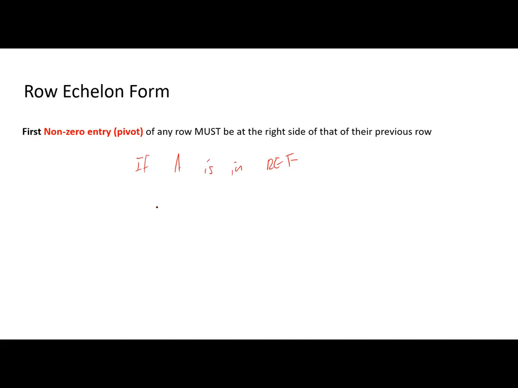So for example, there's a matrix here. In the first row, the first non-zero entry is in the first column, here. Then for the second row, the pivot must be on the right-hand side of the pivot of the previous row. The first row's pivot is here, so in the second row, the pivot should be on the right-hand side of the first column, which should be here or even further right. It means that the first element should be zero.